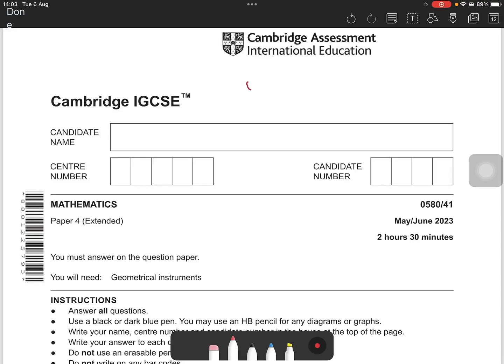Hi everyone, today I'll solve the questions in the past paper IGCSE Mathematics 0580 in May-June 2023, and this is question paper 41.